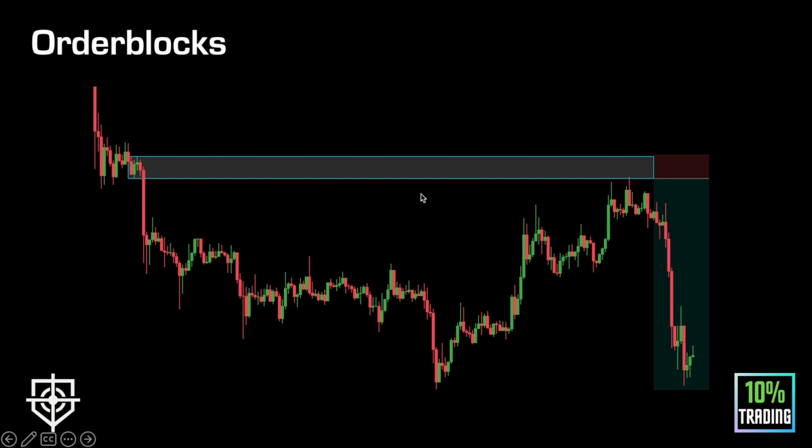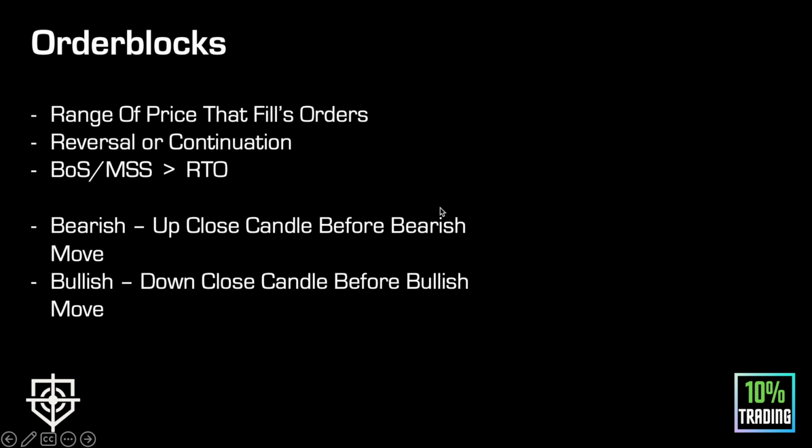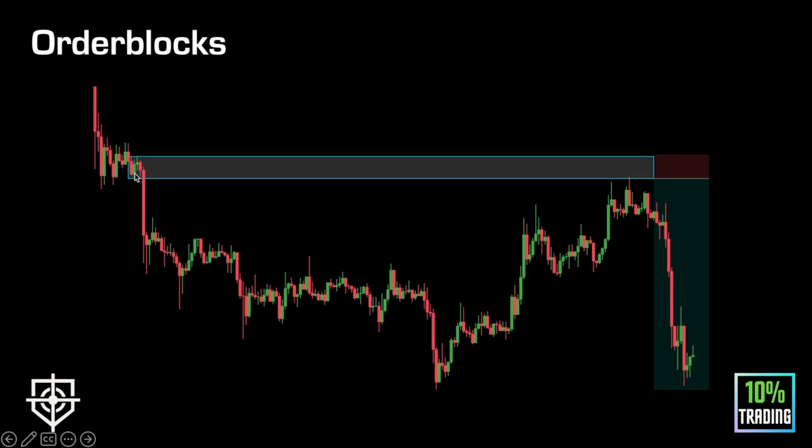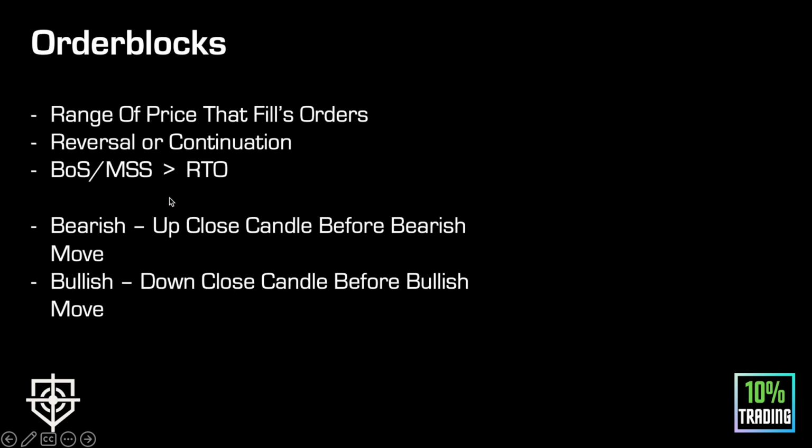And what is this? This is a bearish order block, right? Up close candle before the bearish move. Up close green candle before a bearish move, right? So it fits our description, and of course this is a continuation trade. It's not necessarily a reversal.